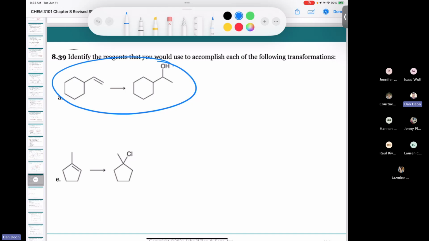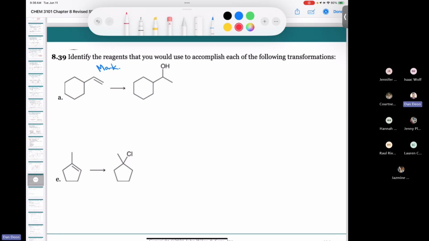It is not a trick question. It's a Markovnikov addition, isn't it? Thanks, Isaac. Yep, absolutely. This is a Markovnikov addition. And so there's two possibilities.